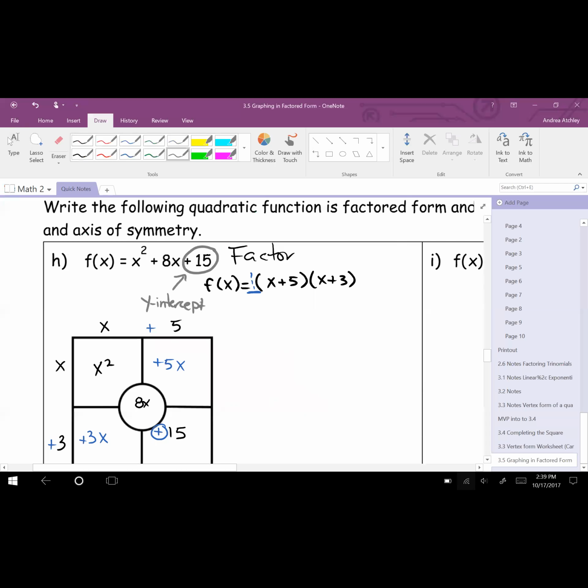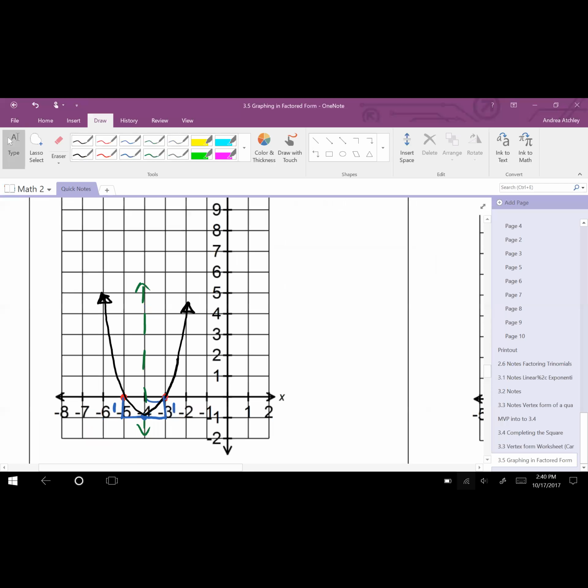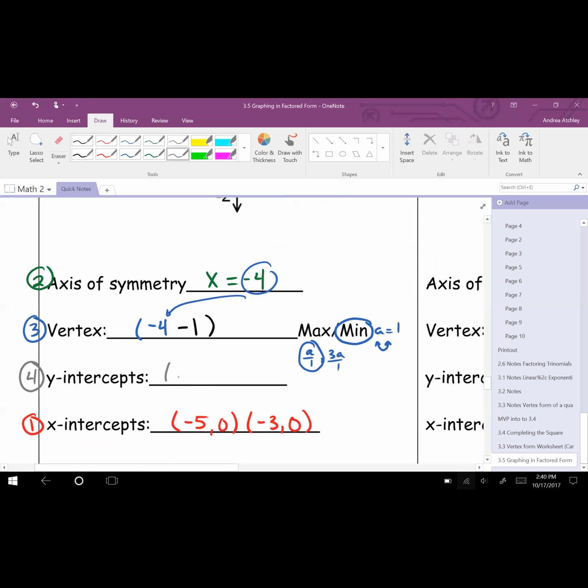Always. Because if I plug in 0 for x here, because the x value is 0 for the y. If I plug in 0, I have 0 squared plus 8 times 0 is 0 plus 15 is 15. So that's my y-intercept. So it's 0 and 15. Any questions over that?